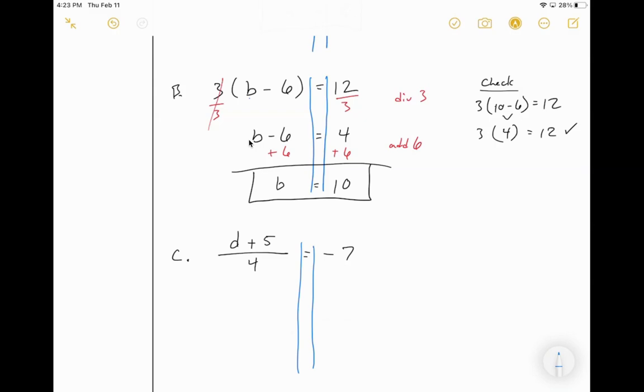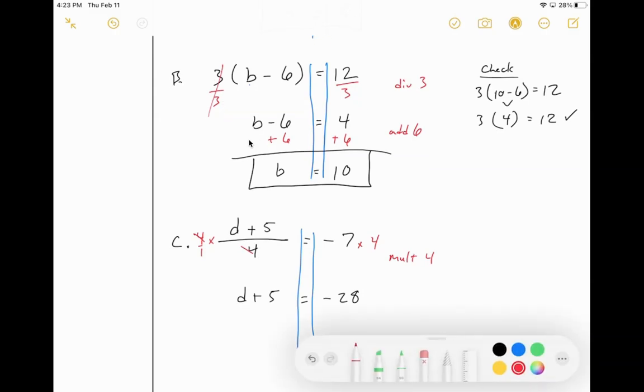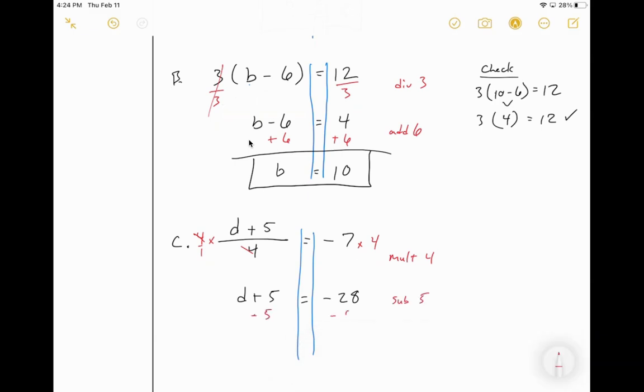Right? So the first thing I'm going to do is the opposite of dividing by 4. I'm going to multiply by 4 on both sides, right? Times 4 over 1. Because what's that going to do? Well, that cancels our 4's here. And what am I left with? I'm left with just D plus 5 is equal to a negative 28. And then let's just take it home from there, right? D plus 5, so I need to subtract 5 to get rid of the 5.